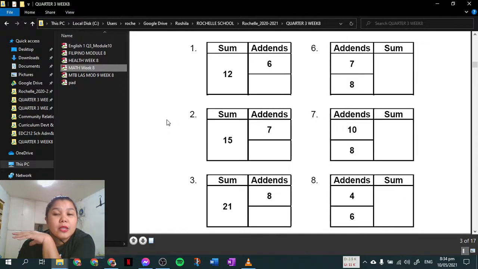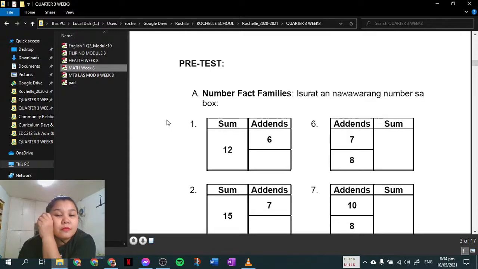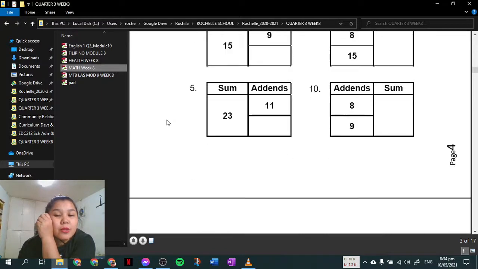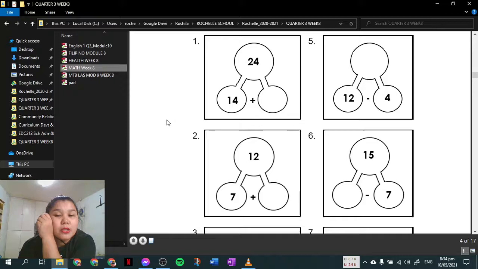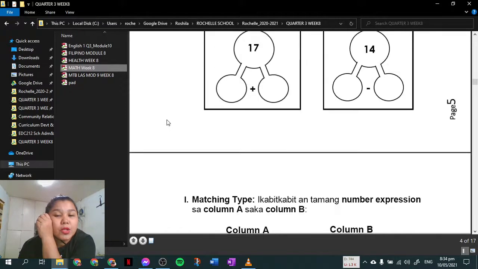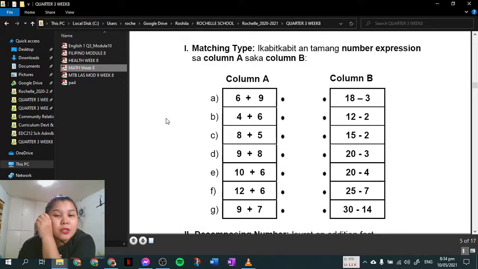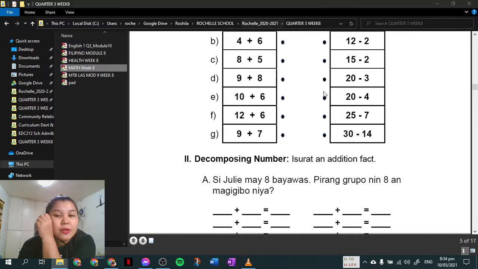Tapos, pre-test. Number fact families. And then, number bands. You need to fill in the missing number. And then matching type. So, yung kagaya sinabi ko, different operations, addition na sa left side, and then subtraction sa right side. So, which gives the same answer. So, you need to look for its pair.